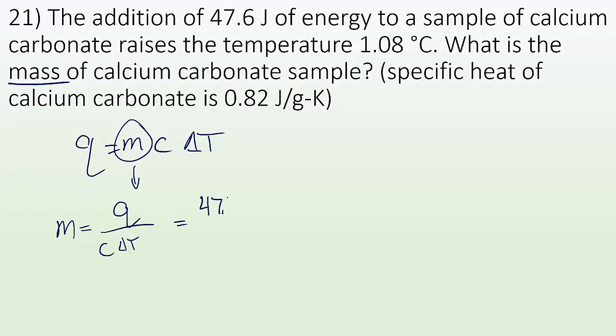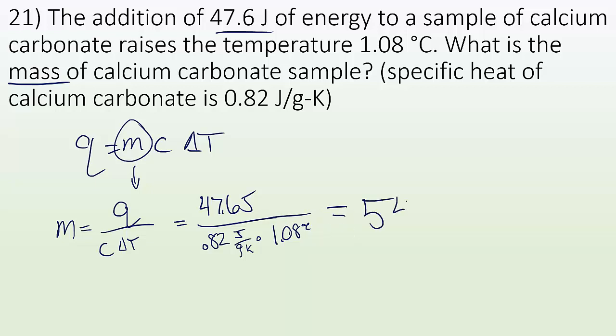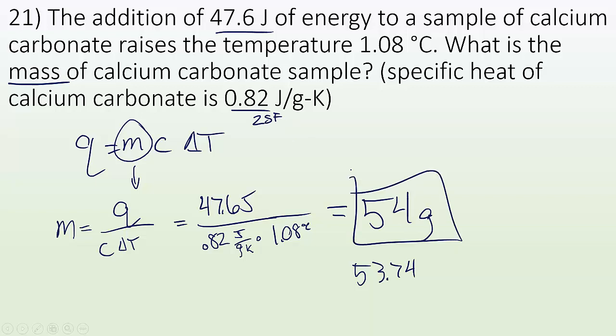Q is 47.6 joules of energy that they told you in the first sentence, over c, which is still 0.82 because we're using the same substance. So that's joules per gram Kelvin times the change in temperature of 1.08 degrees Celsius. And we get a mass of 54 grams. Or it was 53.74, but again, 2 sig figs, which is our limiting number right there. So this rounds to 54 grams. Cool.